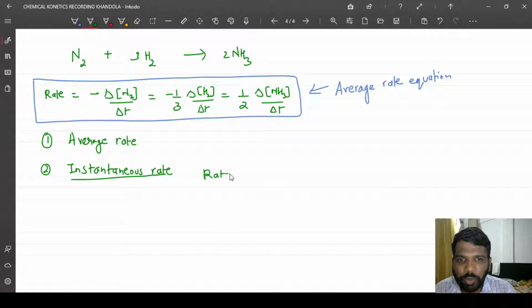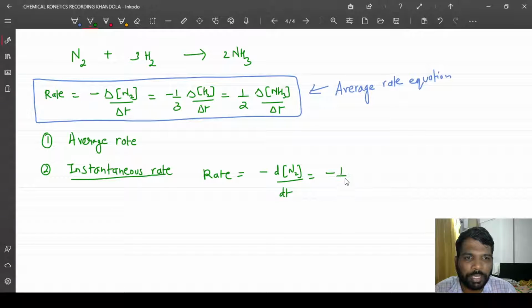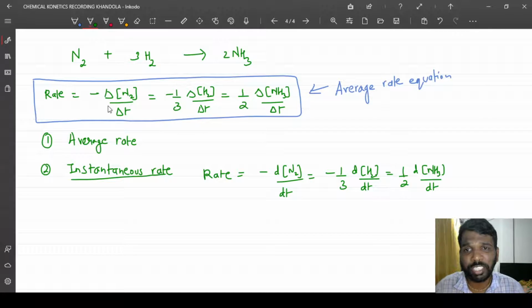Rate will be equal to minus d[N2] by dt, which is equal to minus 1 by 3 d[H2] by dt and 1 by 2 d[NH3] by dt. See, mathematically what has changed is that delta is replaced with d. But what exactly is the average rate and instantaneous rate?